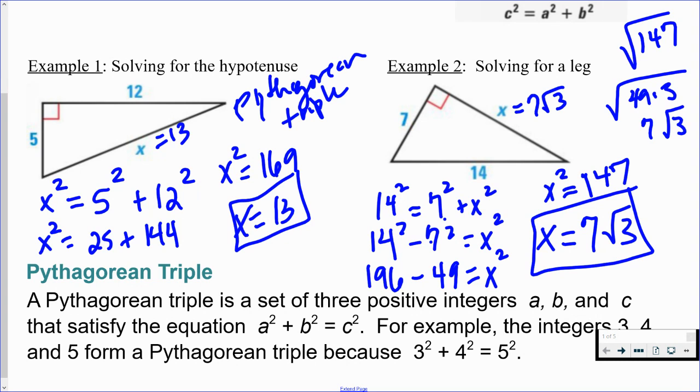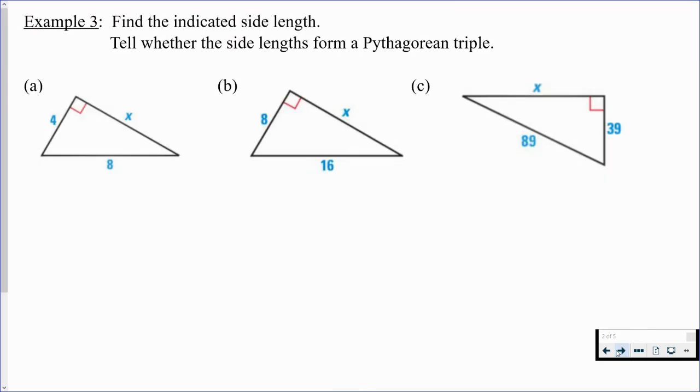Again, that's just a terminology thing. If they ask you if it's a triple or not, you just need to know you don't want to have a decimal or a radical for any of your side lengths. Otherwise it's not going to be a triple. Okay, we're going to do the same thing here.